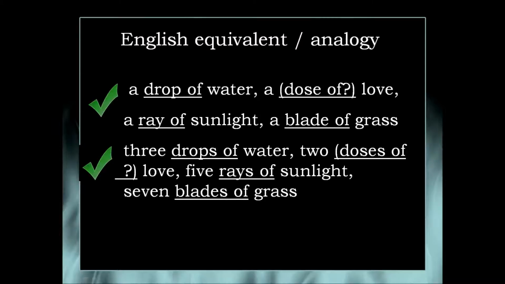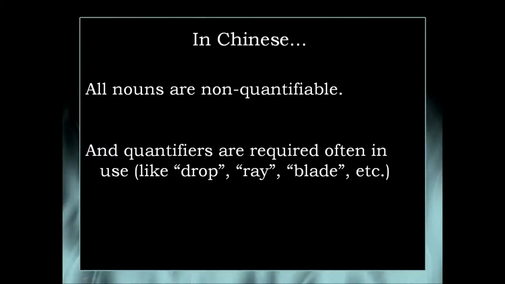Chinese quantifiers work exactly the same way. In Chinese, all nouns are non-quantifiable, no matter how much that doesn't make sense to us. So even the word for person in Chinese is technically non-quantifiable, and you need a quantifier before saying person, a person. And quantifiers are required often as a result of this.